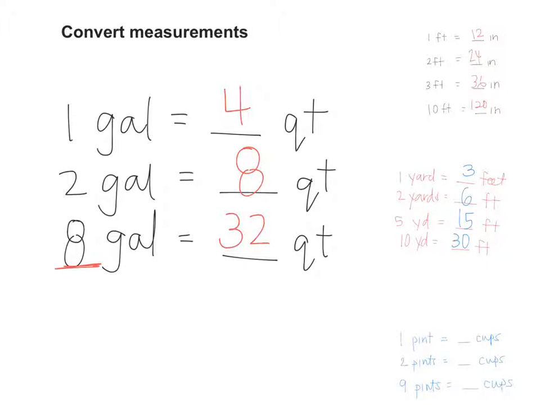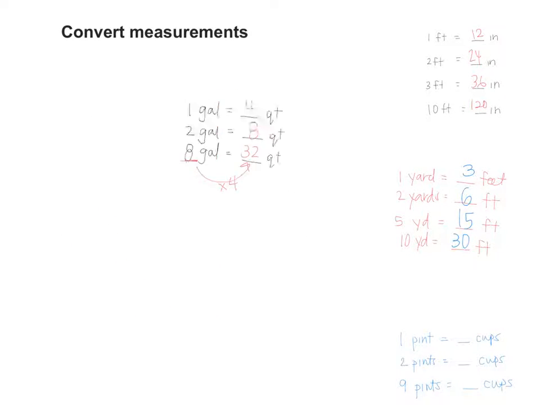How did you go from 8 gallons to 32 quarts? Since 1 gallon is 4 quarts. If you do 8 gallons, then you just need to do 8 times 4. Yeah, because we know in each of those 8 gallons there's 4 quarts. Nice. Okay, let's do one last one.